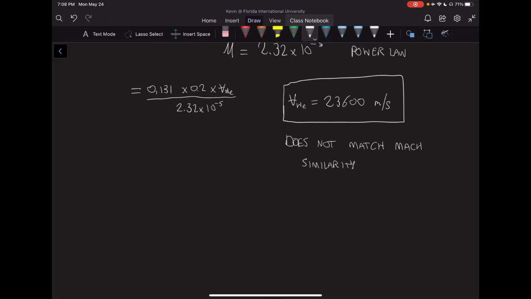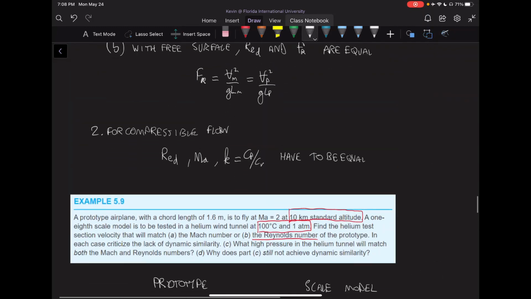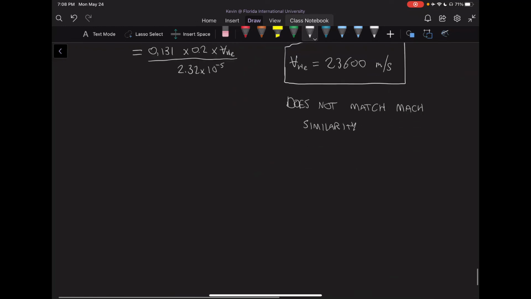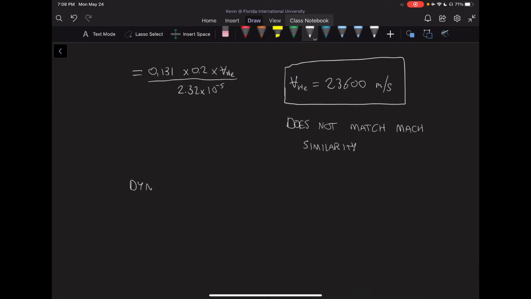Now, what's another thing we can say? About the other requirement for dynamic similarity, not geometric, we remember that for a compressible flow we have three conditions. One condition is to say Reynolds of the prototype should be equal to Reynolds of the model. Then we have Mach of the prototype equal to Mach of the model, which is not satisfied.